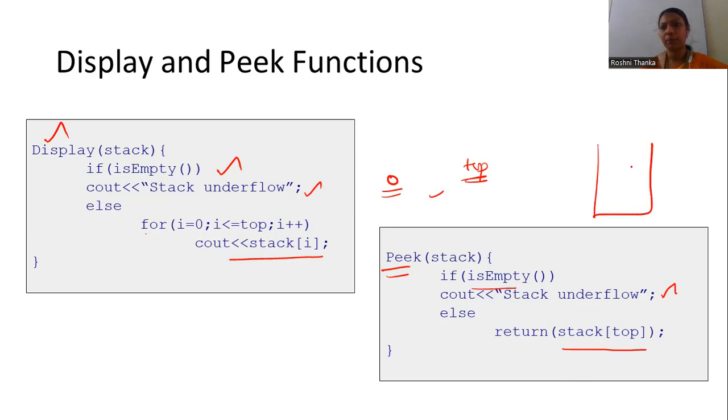For example, if you have a stack like this, with elements 2, 3, 4, and indices 0, 1, 2, where is the top? Top is now in this position, so the top value is 2, which means the second index position. So what will you do? Return the stack of top, which is stack of 2. What is in stack of 2? 4 is there, so it will just return 4. You can just see who is at the top of the stack. That is called the peek function.